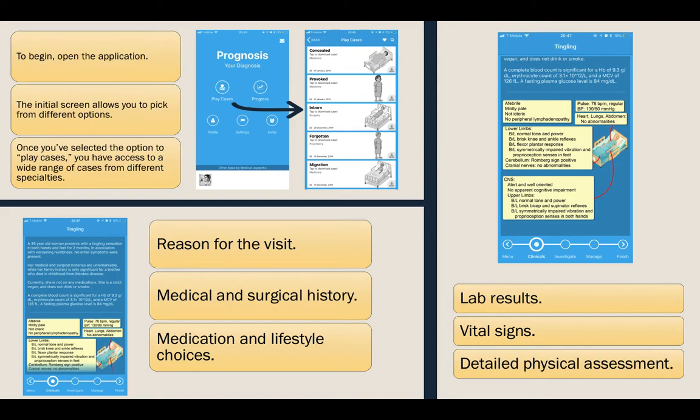It then goes on to list any medical or surgical history that the patient may have. If applicable, it may list any medications that the patient is taking or the lifestyle choices that could potentially impact their condition, such as drinking or smoking habits. If the patient was subjected to any laboratory tests, it will then display the possible results. Towards the bottom of that screen, it will generally provide the documented vital signs along with a detailed physical assessment.